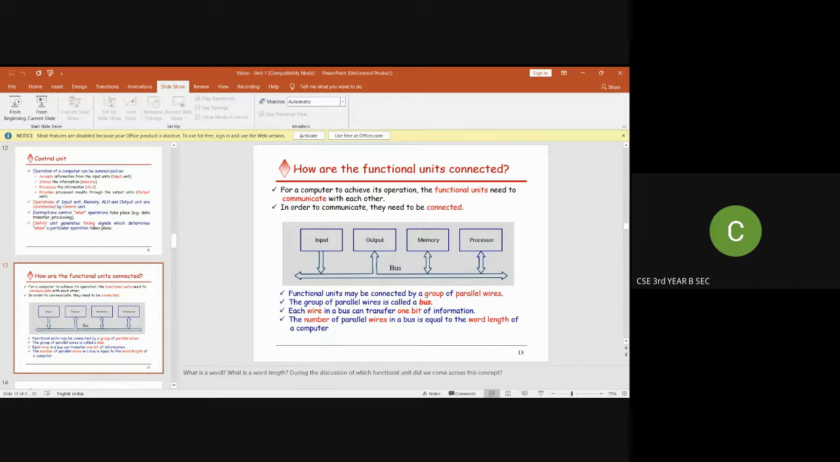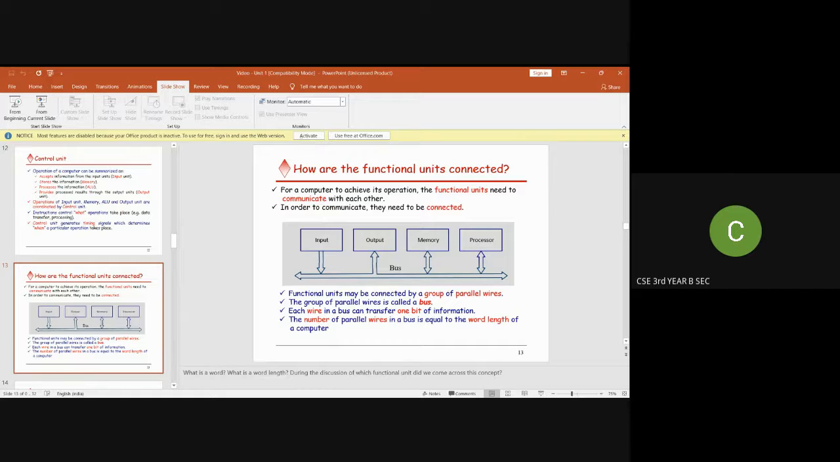So all these functional units are connected in a way by using the bus. So input unit, output unit, memory and processor. So all these four functional units are connected by a cable called bus. A bus may be a line or a cable in order to connect two devices. And this bus can be used for the communication purpose also.